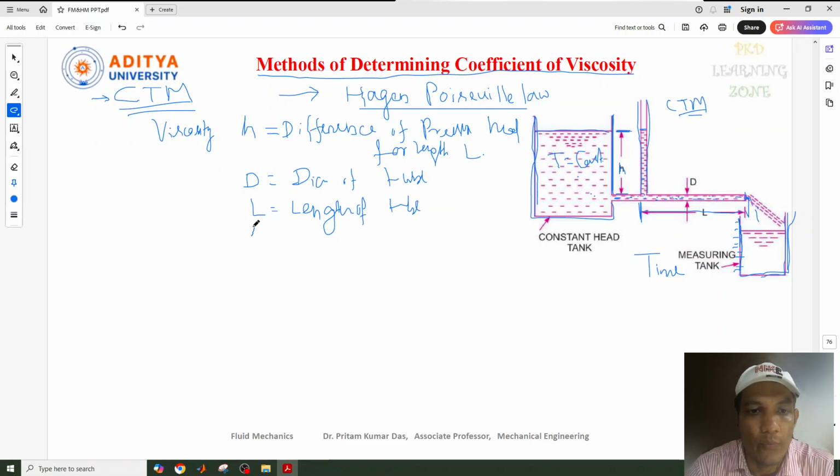And next, one more important term is density, rho. So the density of the liquid, or the density of the fluid which is present in the tank. Okay, so these are the terms required to calculate the coefficient of viscosity.